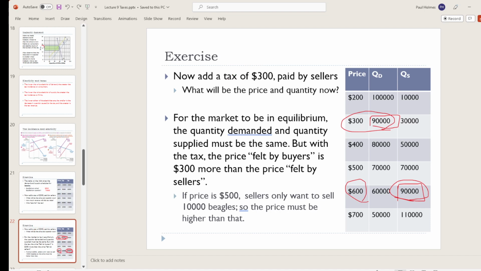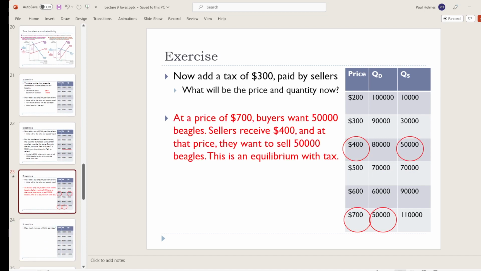So let's fix this up. What do we need to do? We need two lines on the table that are $300 apart where the quantities are the same, but it's got to be lower than the original quantity. Can you guys see it?